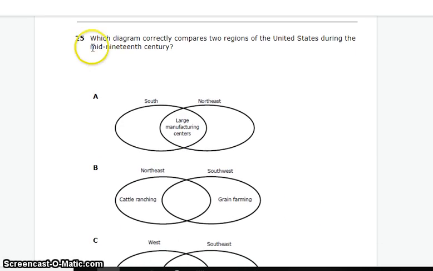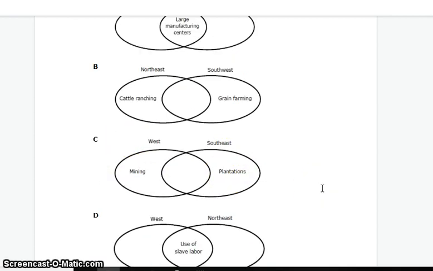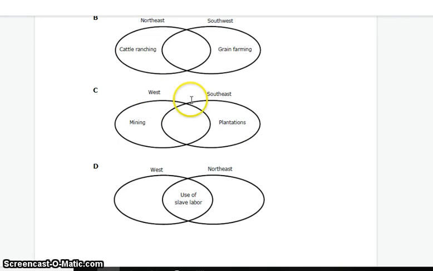25. Which diagram correctly compares two regions of the United States during the mid-19th century? The South on one side, Northeast over here. Large manufacturing centers. We have the Northeast, Southwest, cattle ranching, grain farming. The West, Southeast, mining, plantations. West, Northeast, use of slave labor.